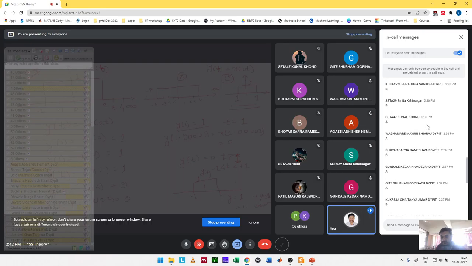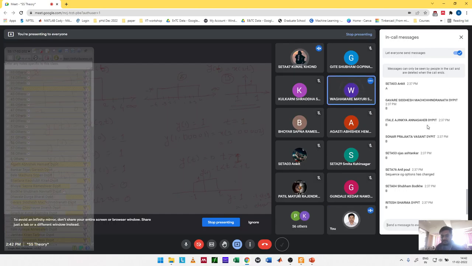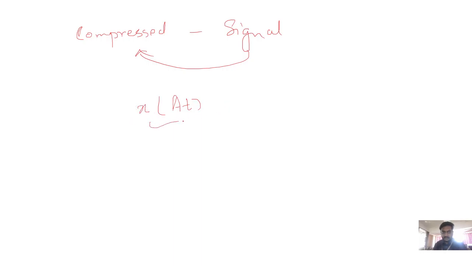Let it be right or wrong, because I know that you haven't studied this before, so it is obvious that you will get it wrong. Mayuri, Kunal, Anil, I hope it is clear to you. Yes, sir. Okay, so what exactly is happening is that the signal is getting compressed. So whenever we have a multiplying factor to t for a signal, say x of t, that signal is going to get compressed. Clear? Any question about this?